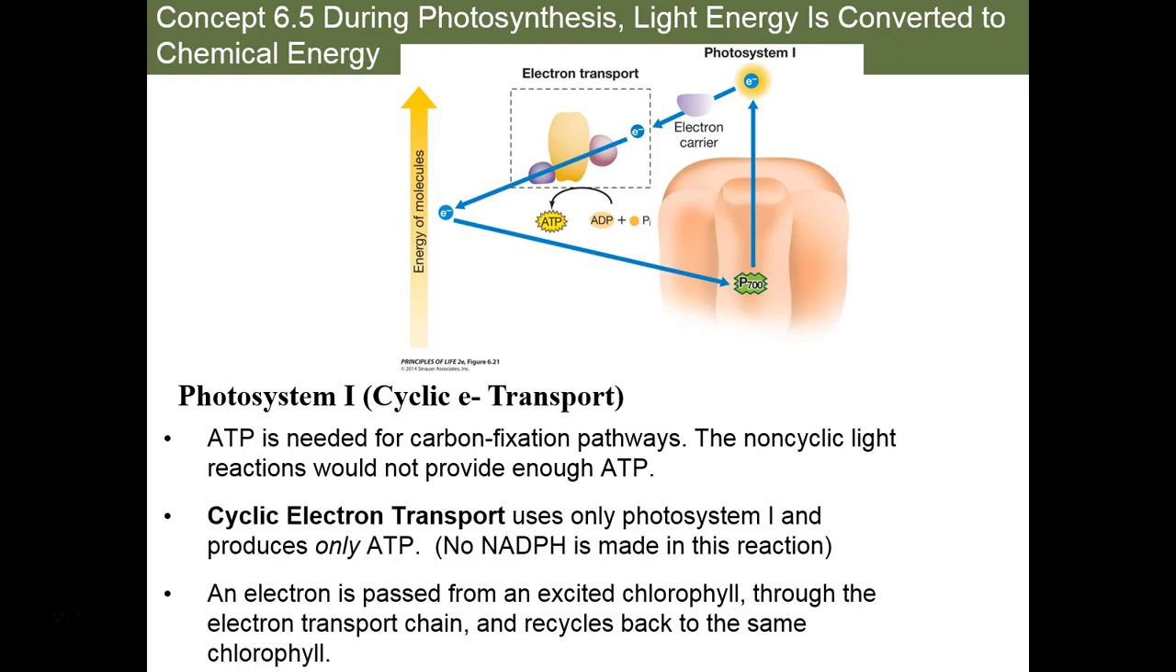In cyclic transport, an electron is passed from excited chlorophyll through the electron transport chain. However, instead of this electron going to NADPH and leaving the cycle, it recycles back to the same chlorophyll to be used again. This electron transport chain produces ATP.